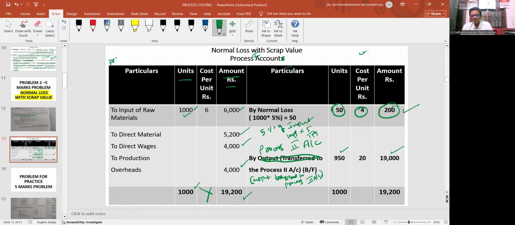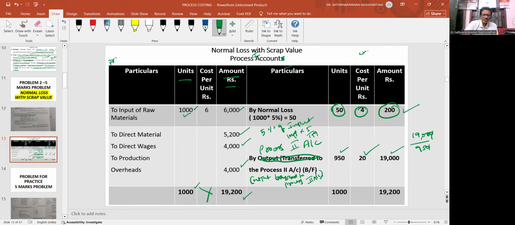Now, how will you calculate the cost per unit column? 19,000 divided by 950. Zero cancel. When you use the calculator, you will arrive at 20 as the cost per unit. That's all. Not more than that. This problem comes to an end.